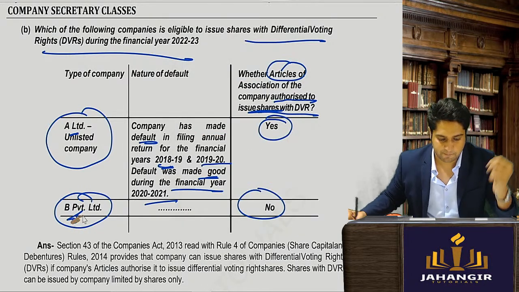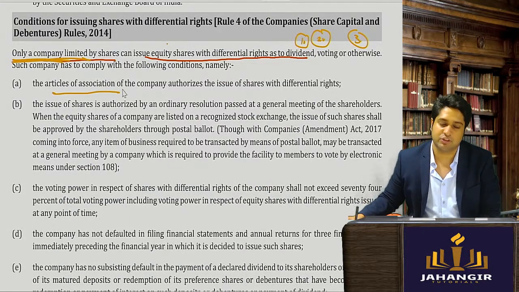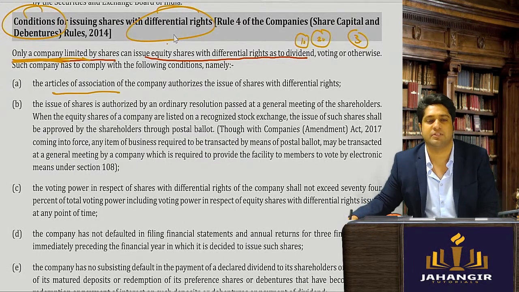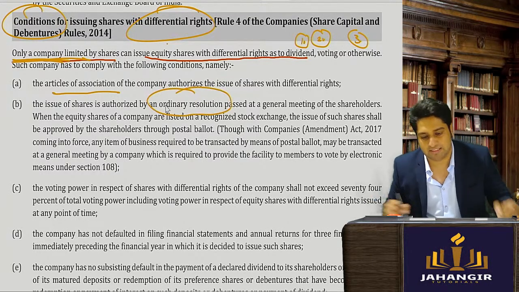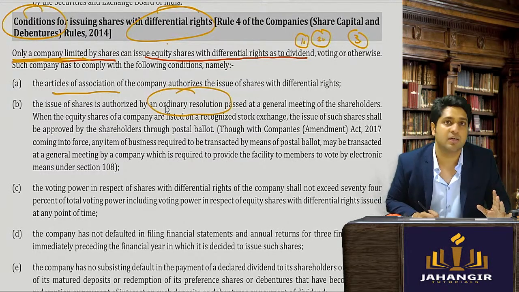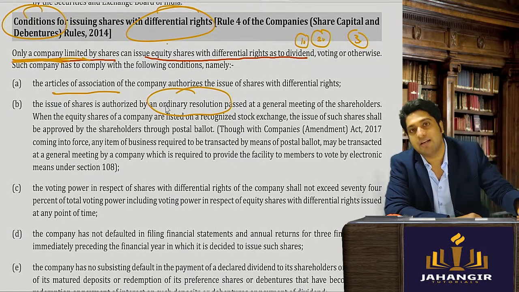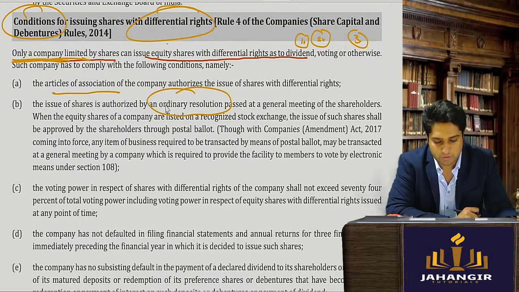Okay. Now, first, articles of association should permit. So we are seeing the conditions for issue of DVR. So every time it comes in the exam. First, they require an ordinary resolution. I think someone had said special resolution. The answer is it is not a special resolution. It has been amended, and now to issue DVRs you require only an ordinary resolution.